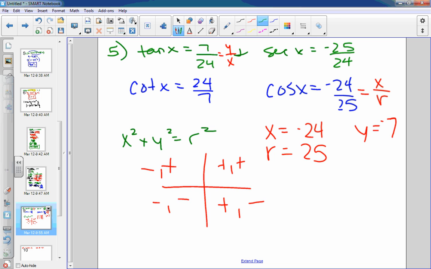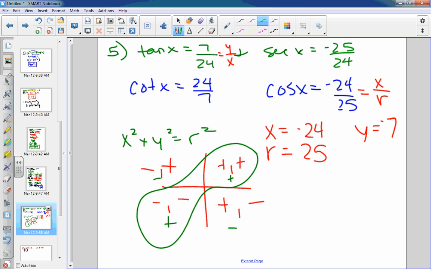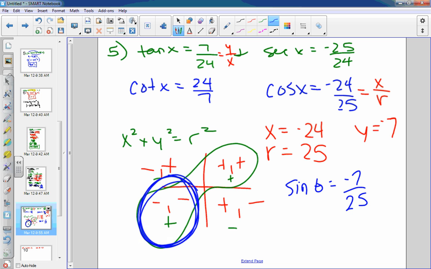Tangent is positive, negative, positive, negative. In order for tangent to be positive, what quadrant do I have to be in? I have to be in either 1 or 3. But I told you my cosine was what? I told you my cosine was negative, which means my sine has to be negative as well, which means my y value has to be negative. So now that I know x, y, and r without actually having to apply the formula, you tell me, what's my sine value? Negative 7 over 25. So what is my cosecant?